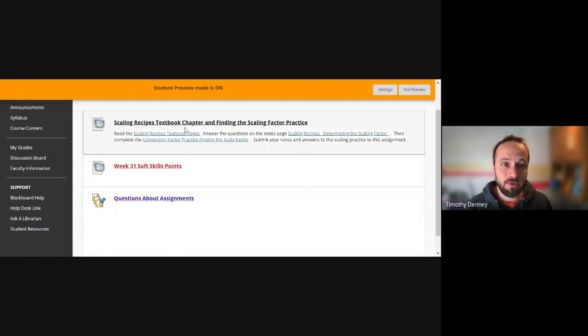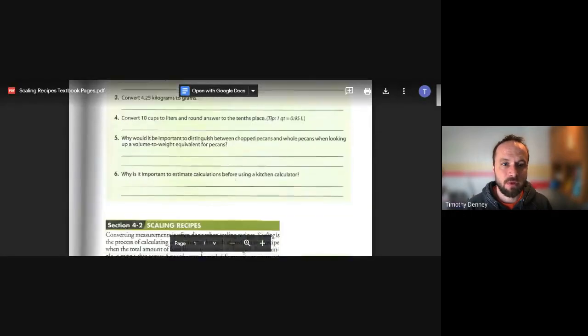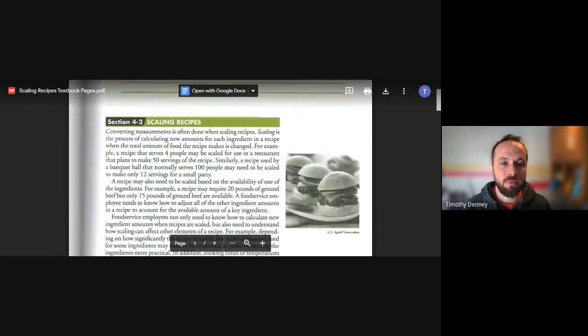And our first assignment here is to simply read the textbook pages about scaling recipes, all right, and then answer some questions on the note page regarding how you determine a scale factor. Right? And then you'll have some practice actually determining the scale factors from this link here. First, let's look at the textbook pages. Skip this checkpoint here. We go down to where it says scaling recipes.